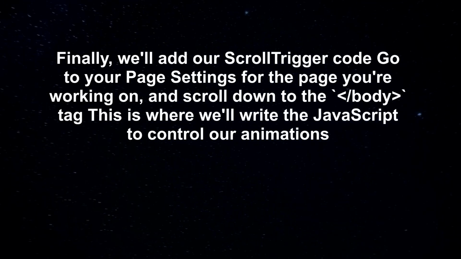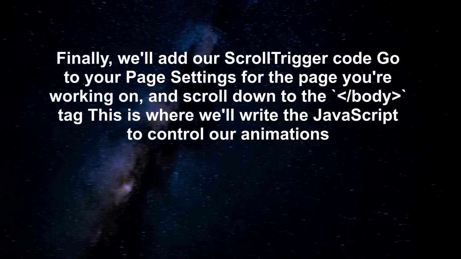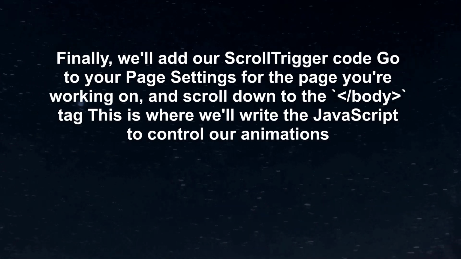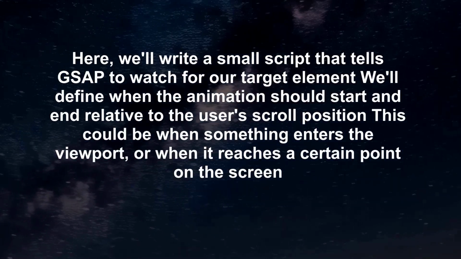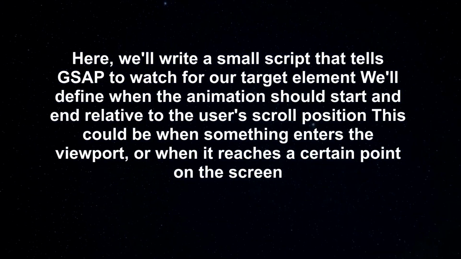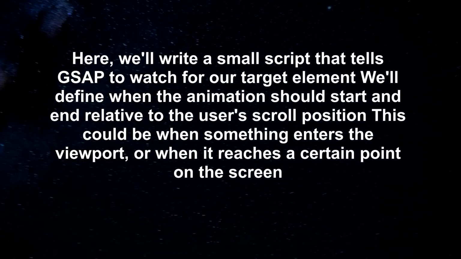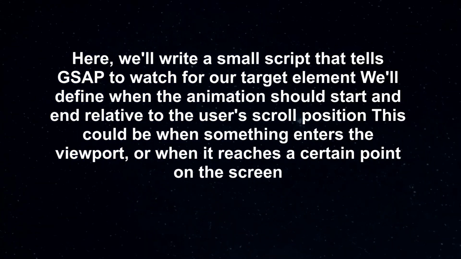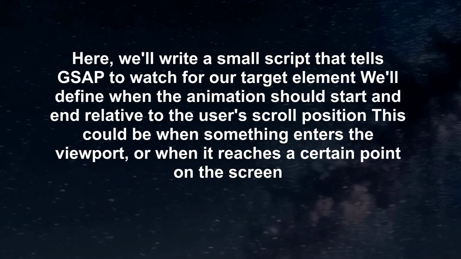Finally, we'll add our ScrollTrigger code. Go to your page settings for the page you're working on and scroll down to the body tag. This is where we'll write the JavaScript to control our animations. Here, we'll write a small script that tells GSAP to watch for our target element. We'll define when the animation should start and end relative to the user's scroll position. This could be when something enters the viewport, or when it reaches a certain point on the screen.